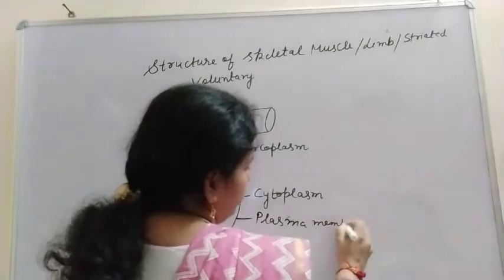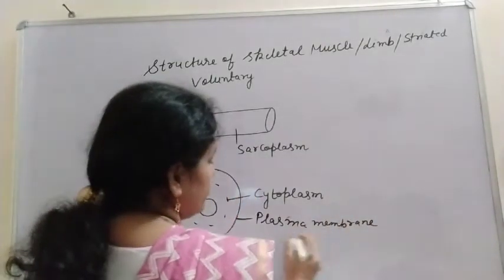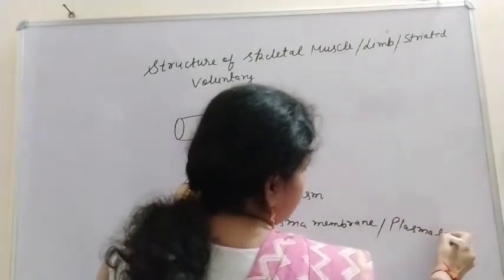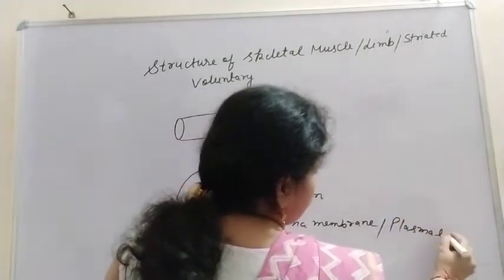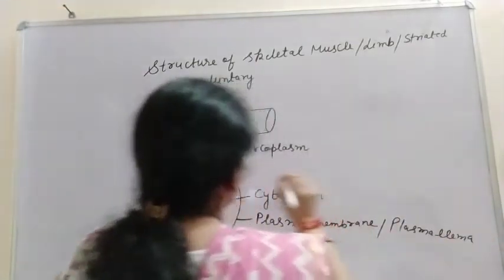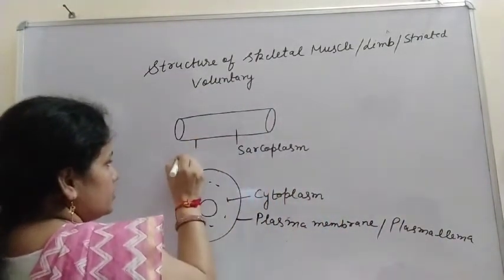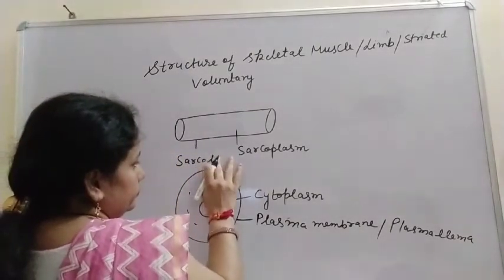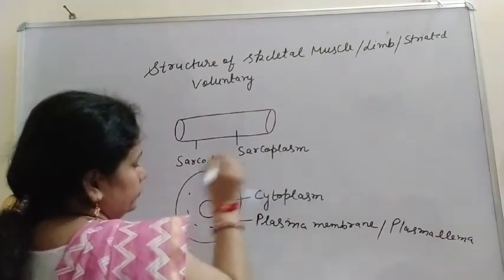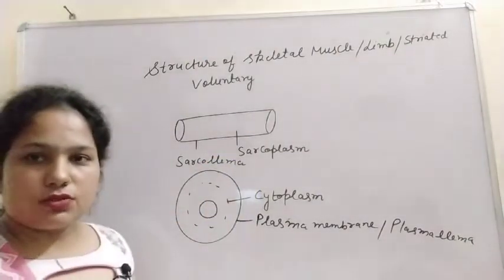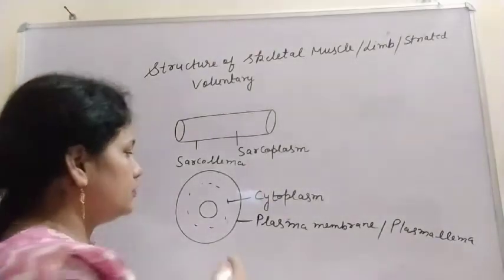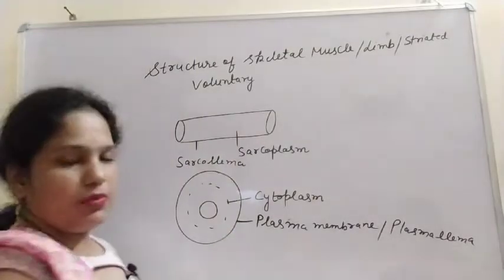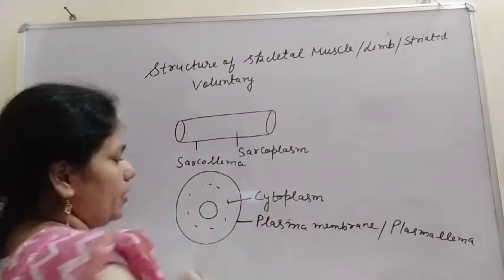Plasma membrane, or we can say plasmalemma. And in muscle cells, this plasma membrane is known as sarcolemma. So I think you understood what is different in the case of muscle cells. Cytoplasm of a muscle cell: sarcoplasm. The plasma membrane of a muscle cell: sarcolemma.